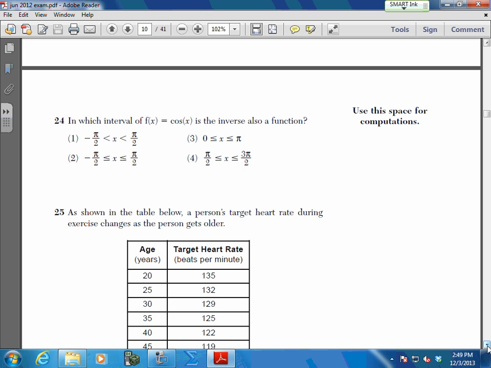Okay, number 24. In which interval of f of x equals cosine of x is the inverse a function? The inverse is only a function when it passes both a vertical line test and a horizontal line test. It has to be a one-to-one.